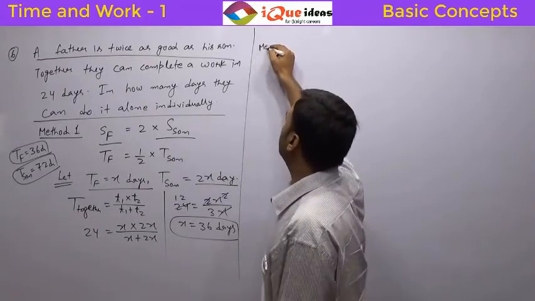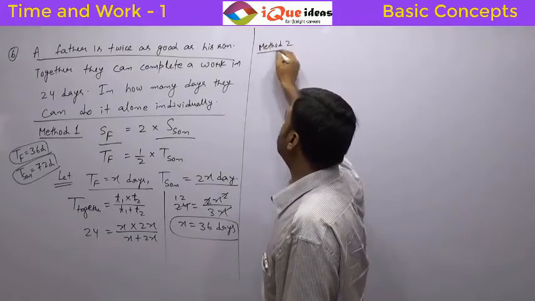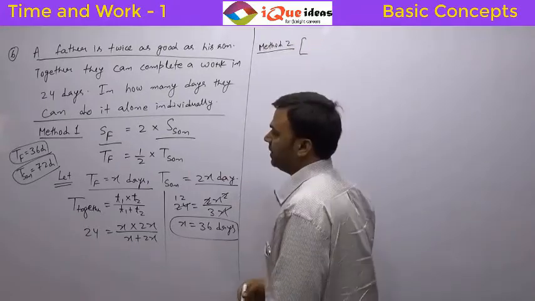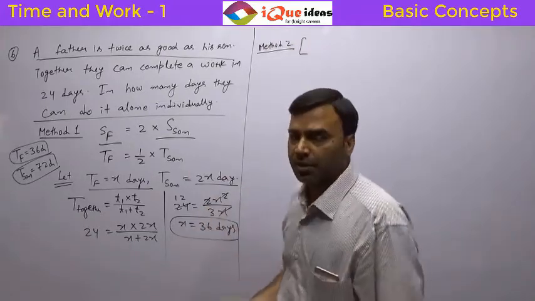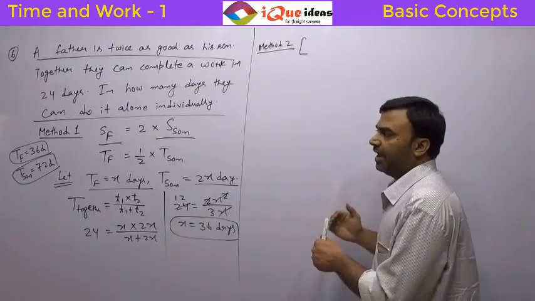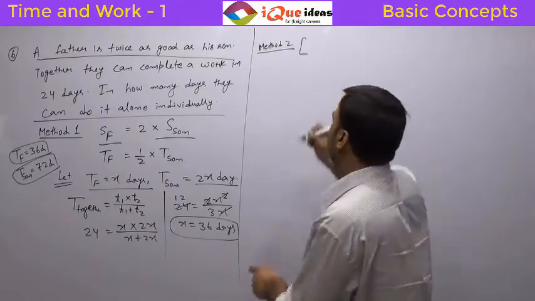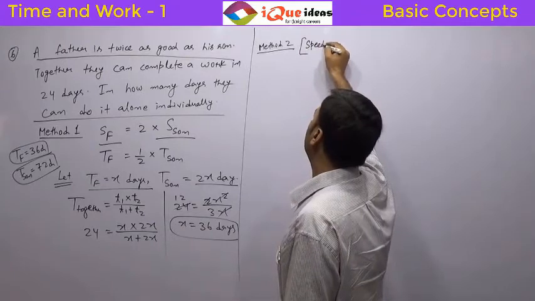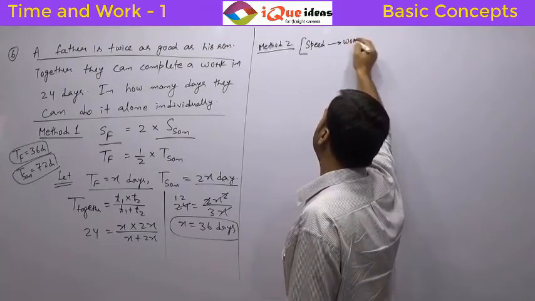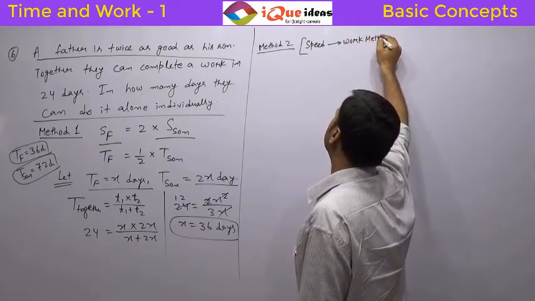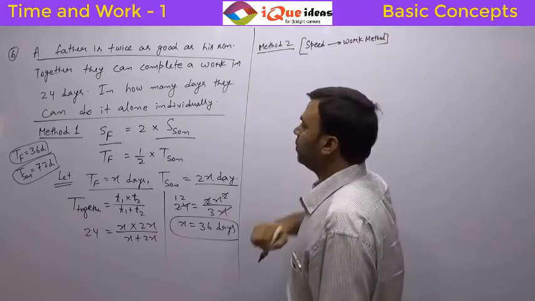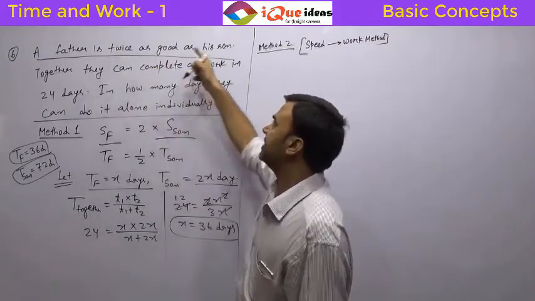Let's say method 2. Now method 2 is actually the reverse of work speed method. There we assume the work and we calculated speed. Here we'll assume speed and calculate work. So speed work method. So it's actually the same. What we do is, what does it say? It says the father is twice as good as his son.